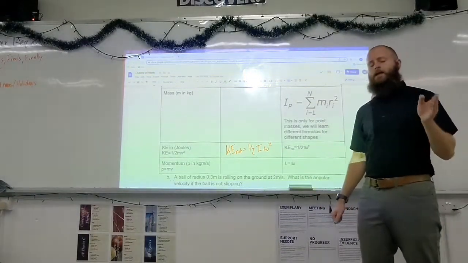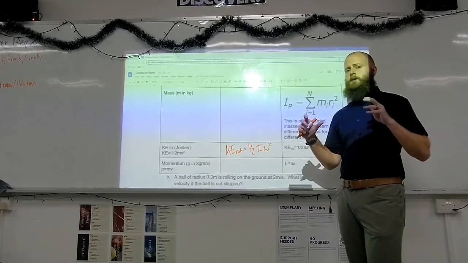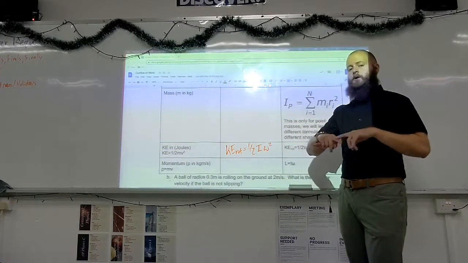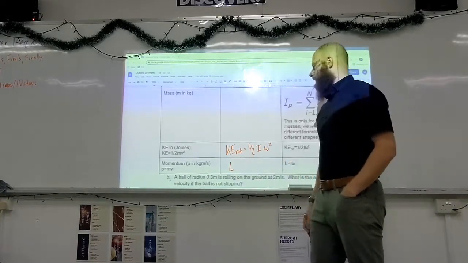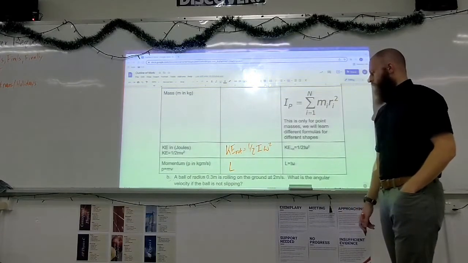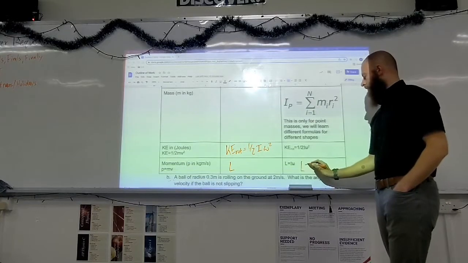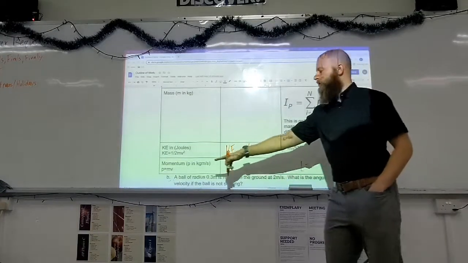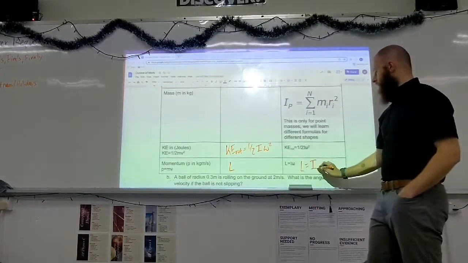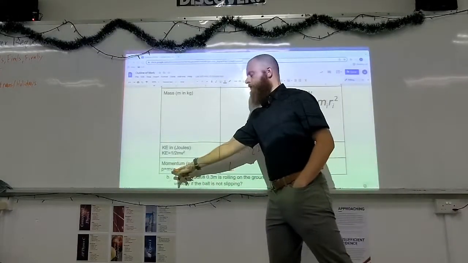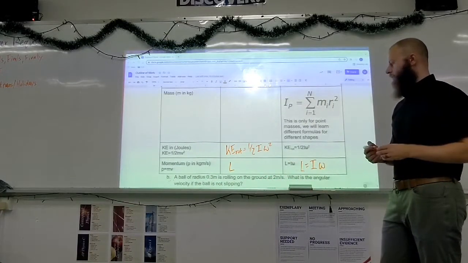We also have angular momentum. Once again, we're taking something that is linear momentum, and we need to make it angular. So angular momentum is L, and our formula here is L equals, instead of using linear or regular mass, we use angular mass, which is I. And then instead of using linear velocity, we use angular velocity, which is omega.